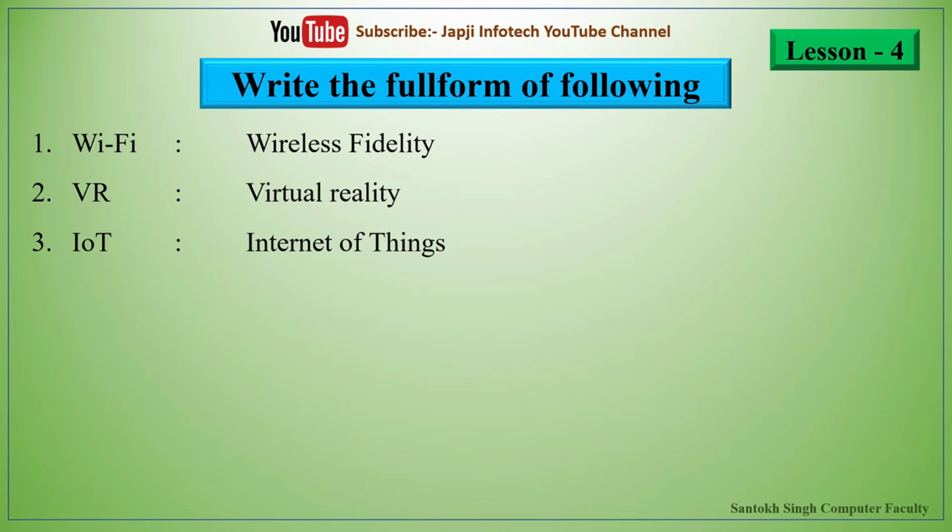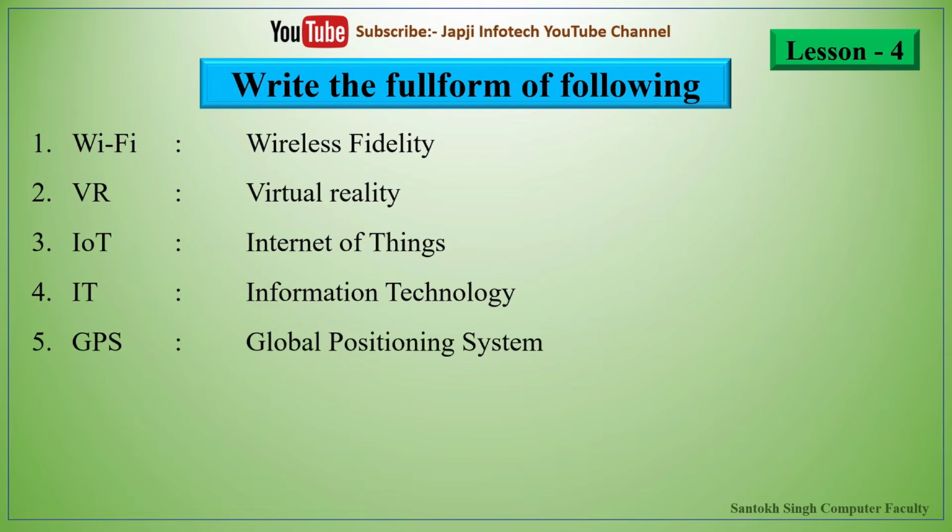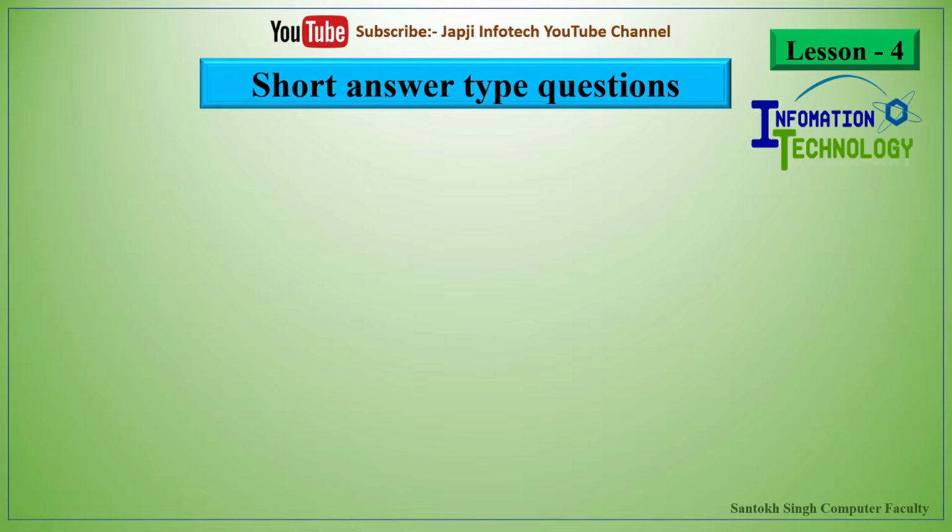IoT stands for Internet of Things. Fourth one is IT. IT stands for information technology. Fifth one is GPS. GPS stands for global positioning system.